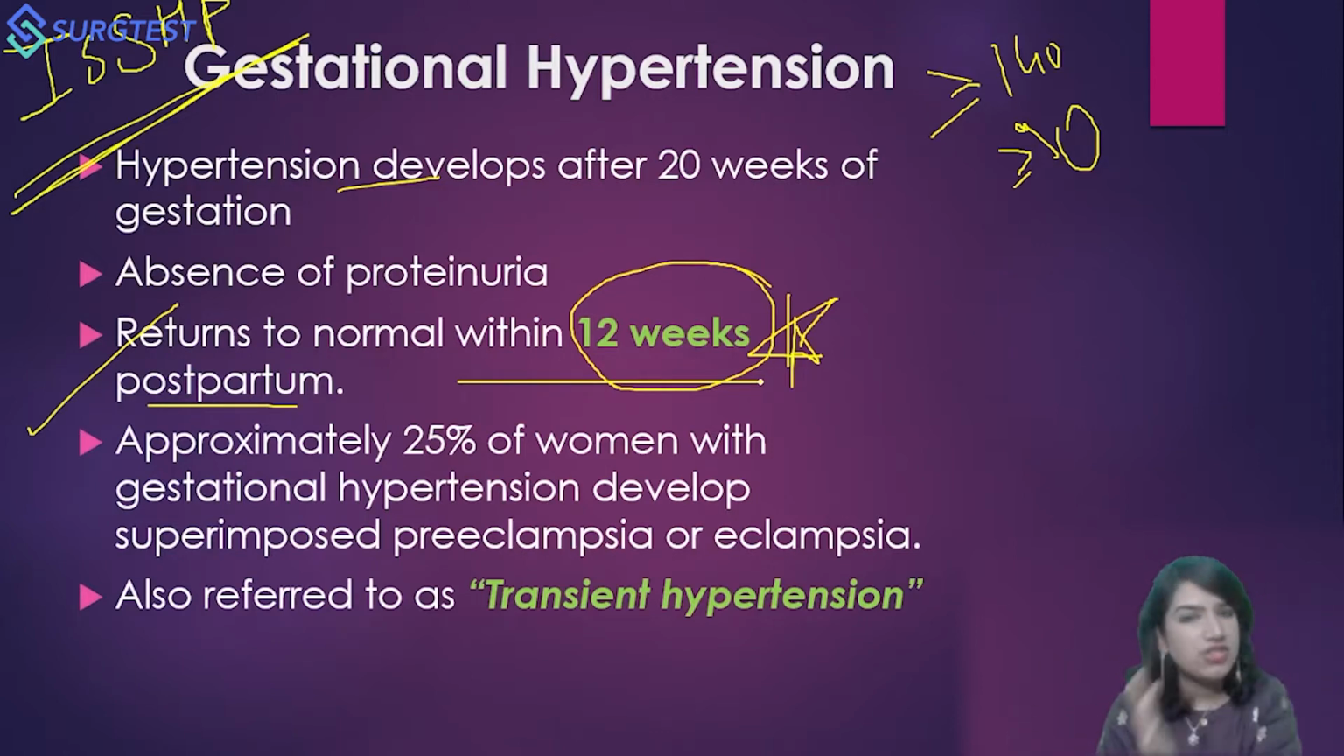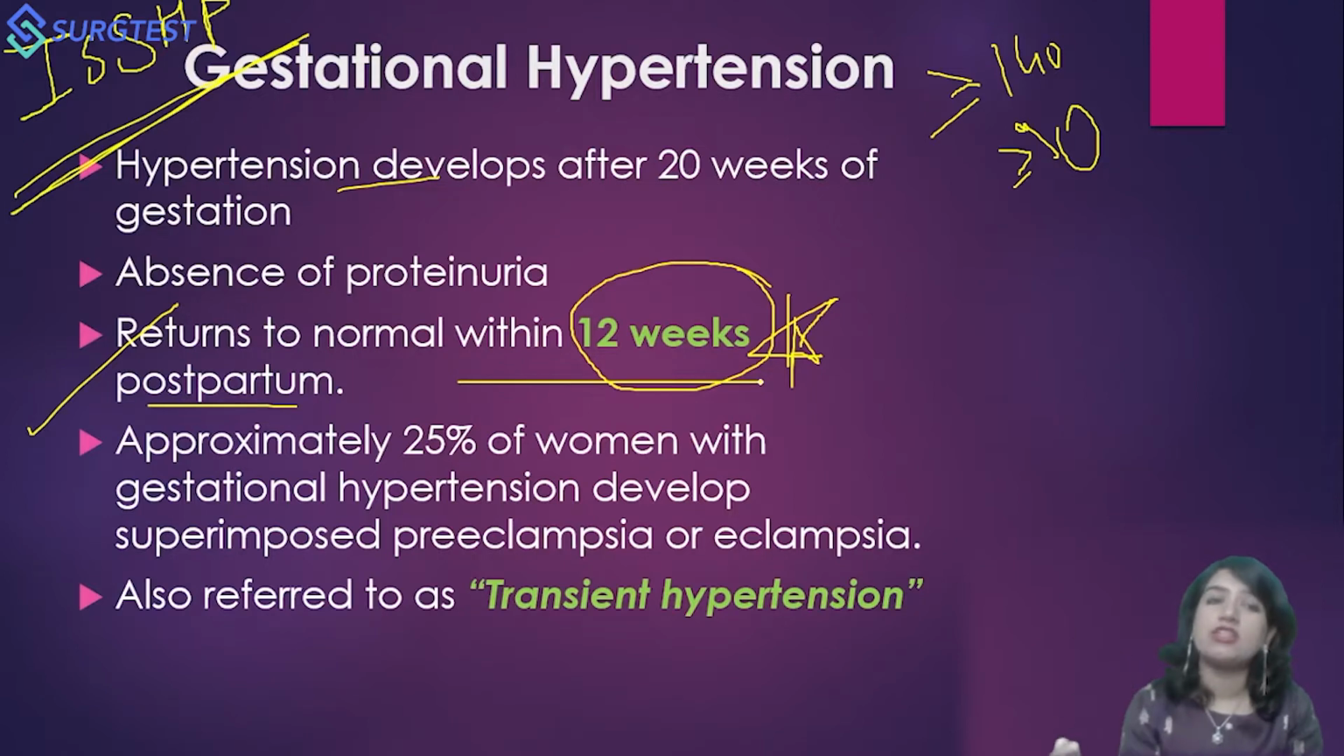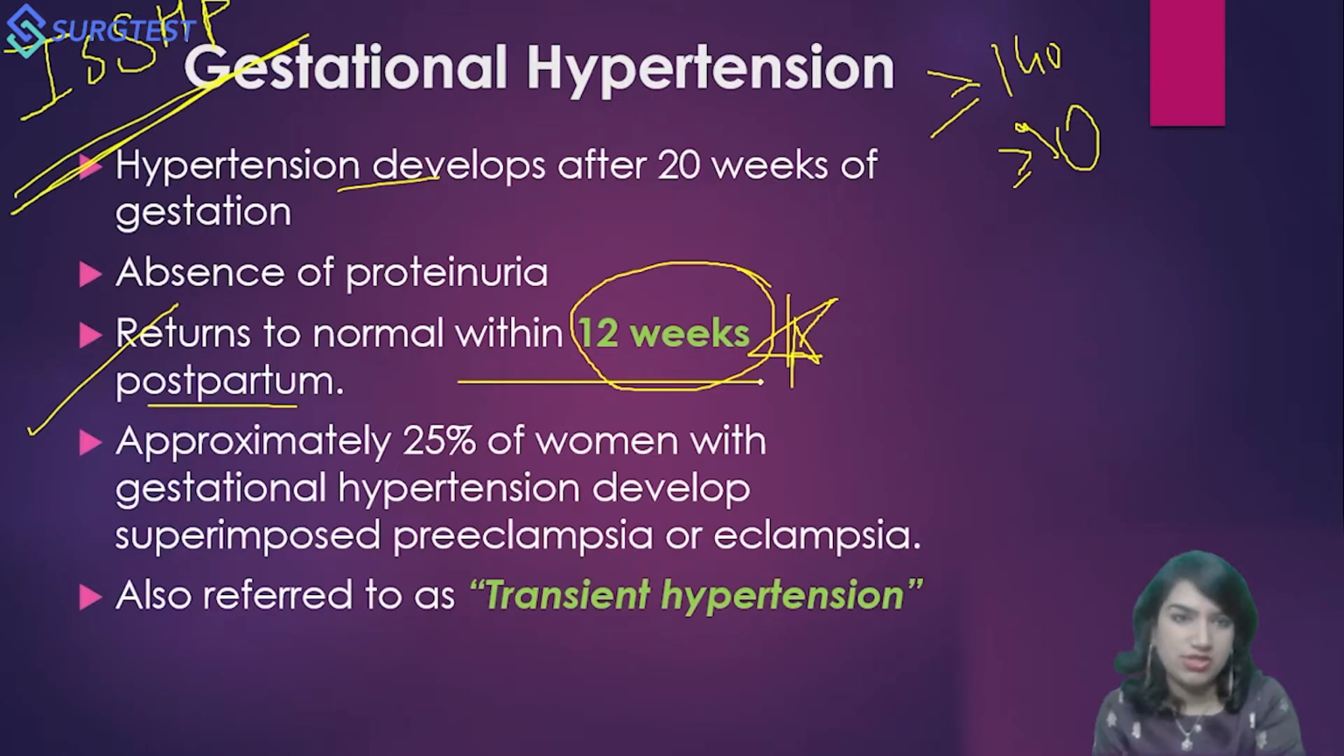So it develops after 20 weeks, with absence of proteinuria and other corroborative factors, returns to normal within 12 weeks postpartum, definitely is a high risk factor for developing preeclampsia or eclampsia, and it is also referred to as transient hypertension. This was all about gestational hypertension.